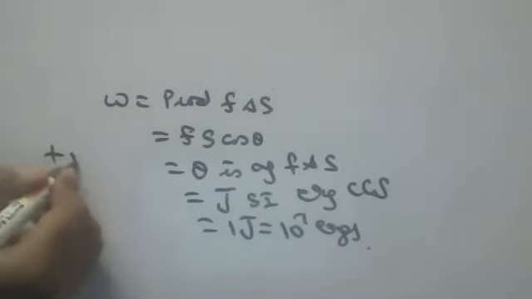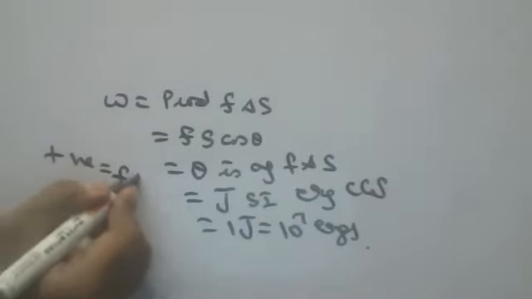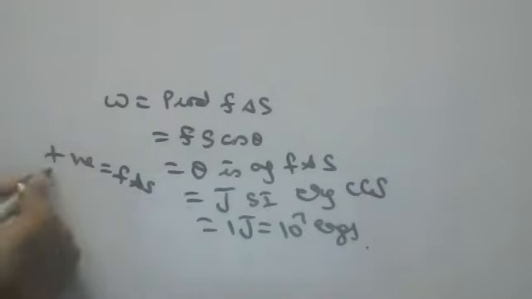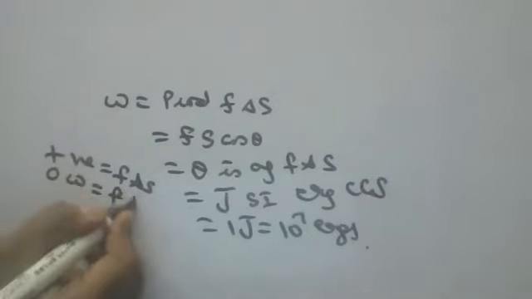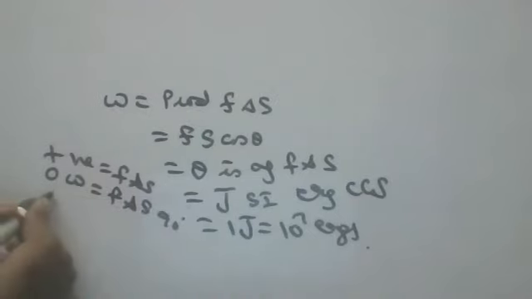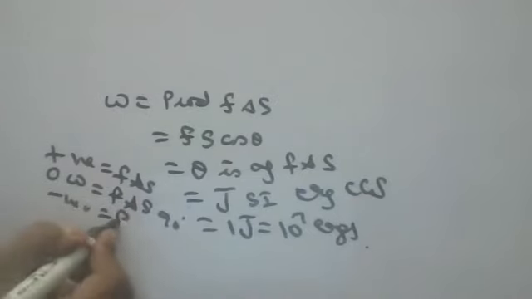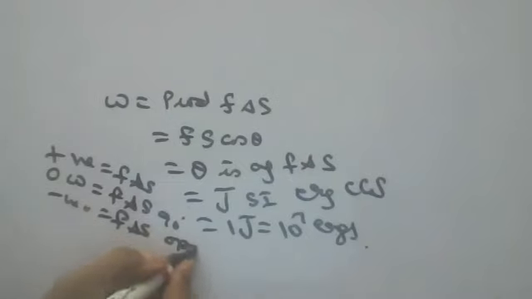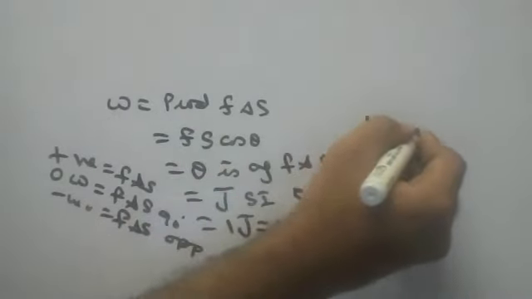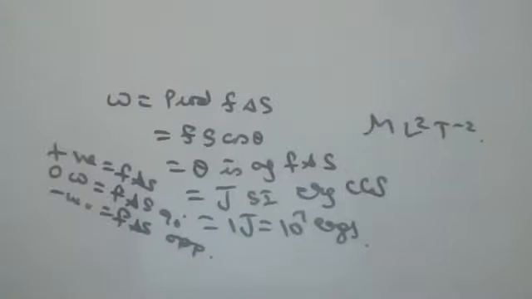And what is positive work, children? Positive work means force and displacement are in the same direction. Zero work means what, children? Zero work means force and displacement are perpendicular, 90 degrees. And what is negative work, children? Negative means force and displacement are in opposite directions. And what is the dimensional formula? M L square T minus 2 is the dimensional formula of work.